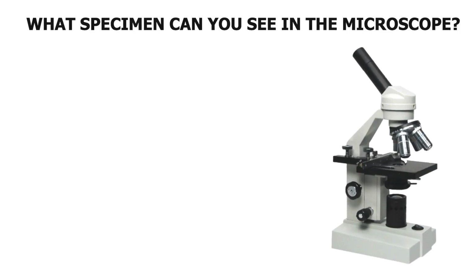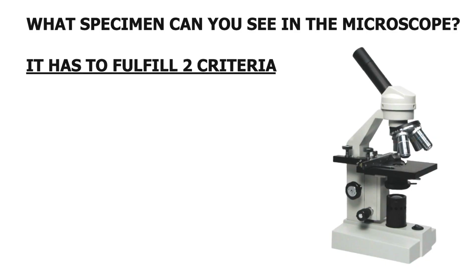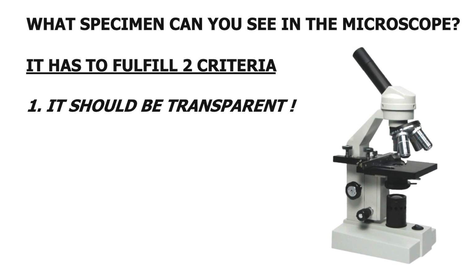nothing. It will just appear to be a bright box in which you will not be able to see anything at all. So now, even though you've put a drop of blood, why are you not able to see anything? So that brings us to the concept that what specimen can you actually see in the microscope? For you to see something in the microscope, there are two main conditions that have to be fulfilled. The first one is that it should be transparent.